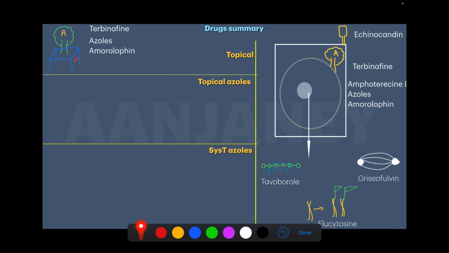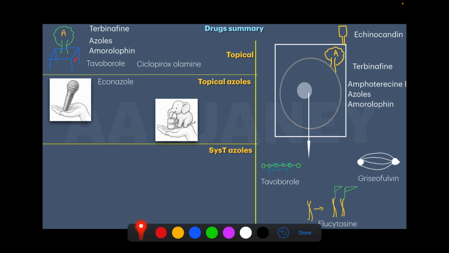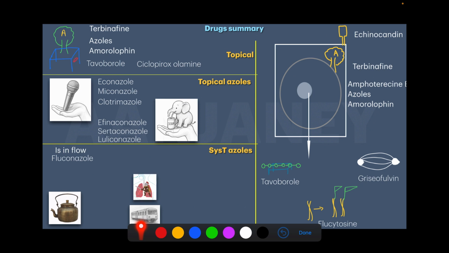From tree we have terbinafine, azoles and amphotericin from A, tavaborole. The circle represents ciclopirox olamine. Now topical azoles, we have two diagrams on the skin topical, elephant and mic. So miconazole, econazole and the clot over here, clotrimazole. The elephant named Luli, or luliconazole, efinaconazole and sertaconazole. So for the systemic azoles, we have an old kettle and inflow fluconazole, and the three drugs which were itraconazole for the train itraconazole. Inside the lung we have warrior voriconazole and the black soap which is posaconazole.